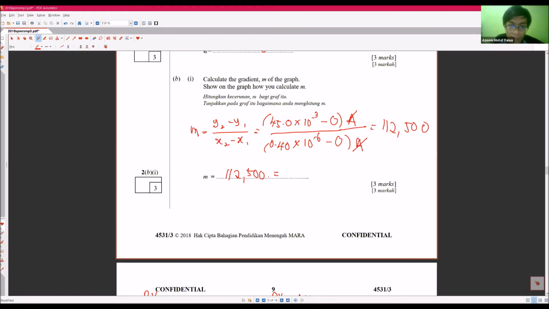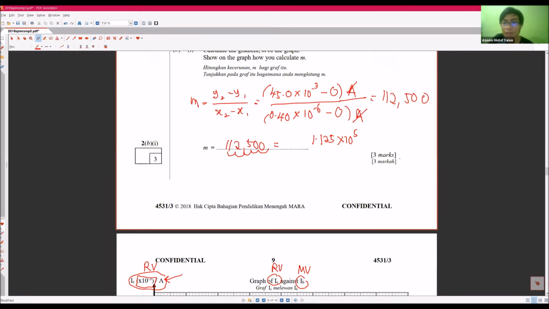So how much do we need? 1, 1, 2, 3, 3, 4, 5. So 1.125 times 10 to the power of 5. So both answers are correct. You can do it in plain form or you can do it in standard form.